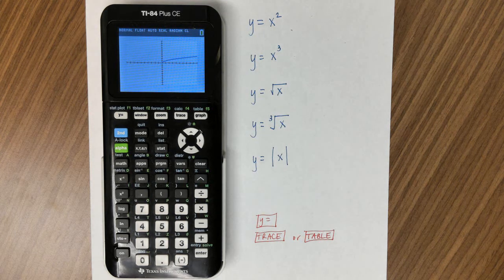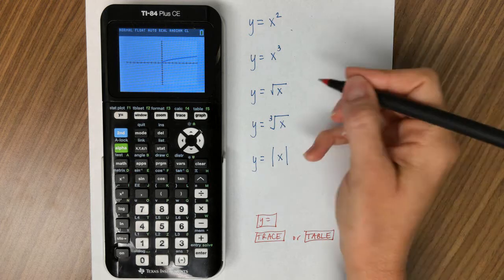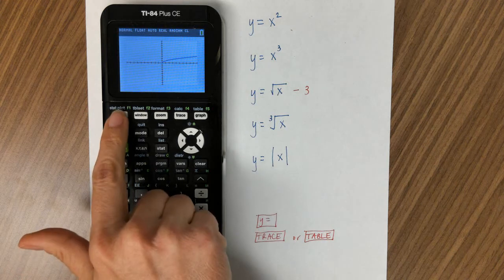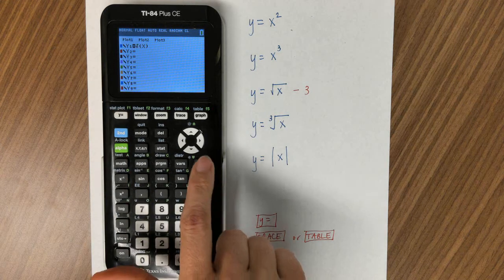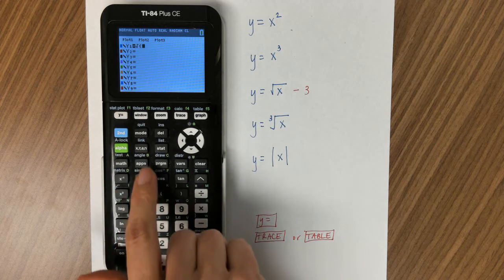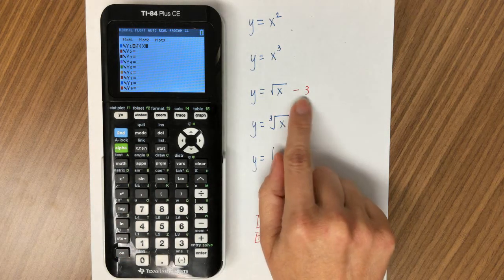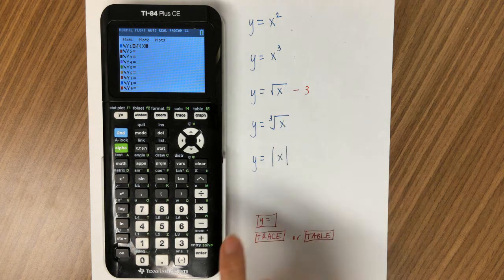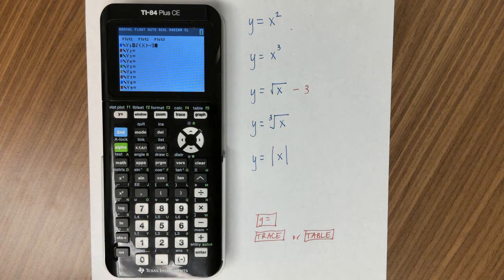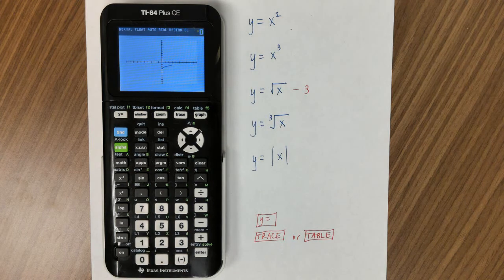And suppose that instead I wanted to graph maybe the square root of x, -3, let's say. So I could go into y equals, I'm going to clear this out again. So second square root x. Now see how the -3 is outside of the square root? So I'm going to close my parentheses and then type the -3. So that tells my calculator the -3 is outside of the square root, the x is under the square root. I can go ahead and graph that. And I can see that my graph just shifted down 3 units because of that -3.